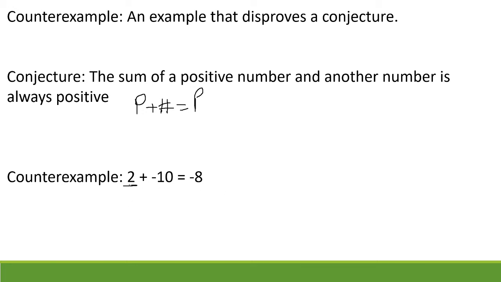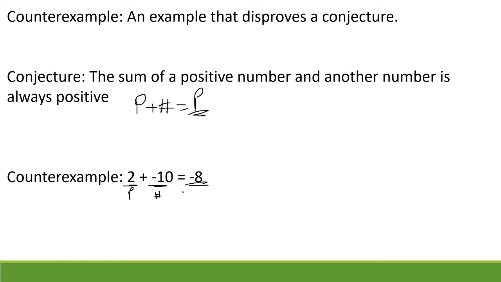So one counterexample would be this. You have a positive number. You have some other number, which in this case is negative 10, because it just says another number. It doesn't say whether it's a positive another number. It's just another number. If I add 2 and negative 10, I get negative 8, which is not a positive number like the conjecture said it should be. So since this disproves the conjecture, it's proven false, essentially. So a counterexample is simply something that shows that the conjecture is wrong. At least one case. All you need is one counterexample in order for a conjecture to be completely invalid.